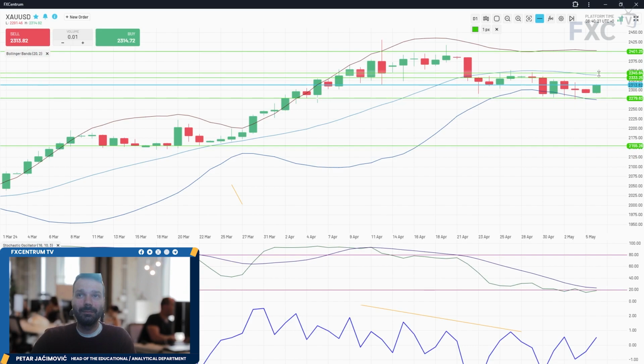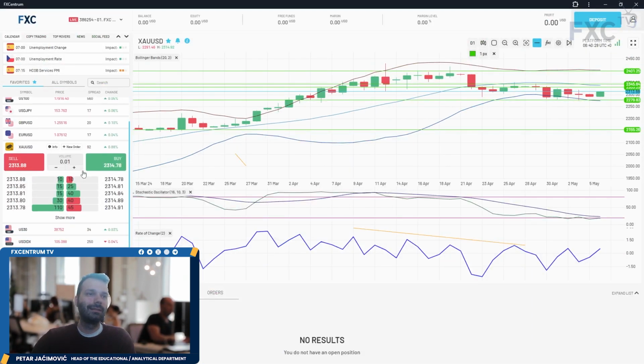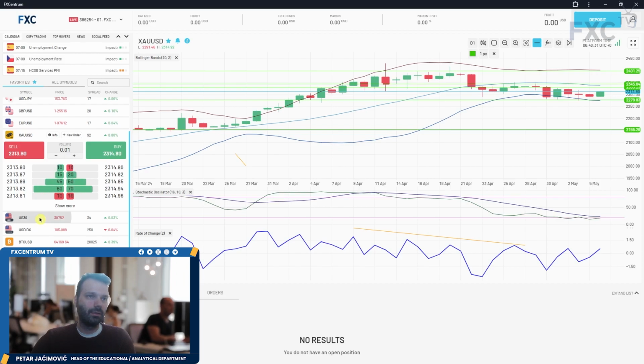From the other side, an upside breakout of 23.45 can be a good sign for a rally towards the 2,400 mark. So far, consolidation is happening on the gold market.